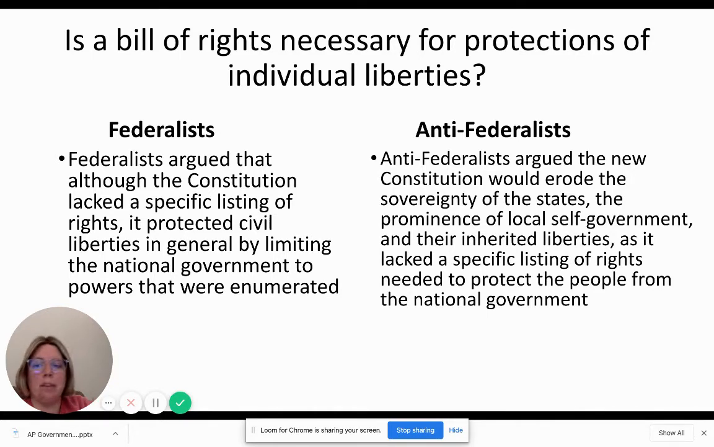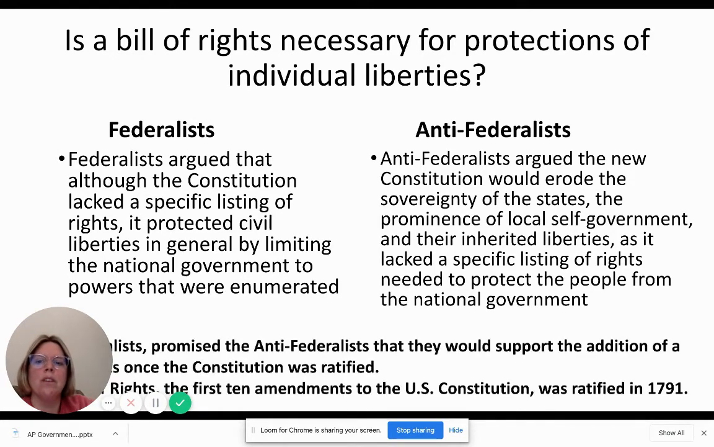Even though I consider myself a Federalist and I agree with most of what they believe, I do agree with the Anti-Federalists on this one. I think it is necessary to have a Bill of Rights, to codify it in writing, to say this is what you can't do. I think it's very essential for limited government, for sure.